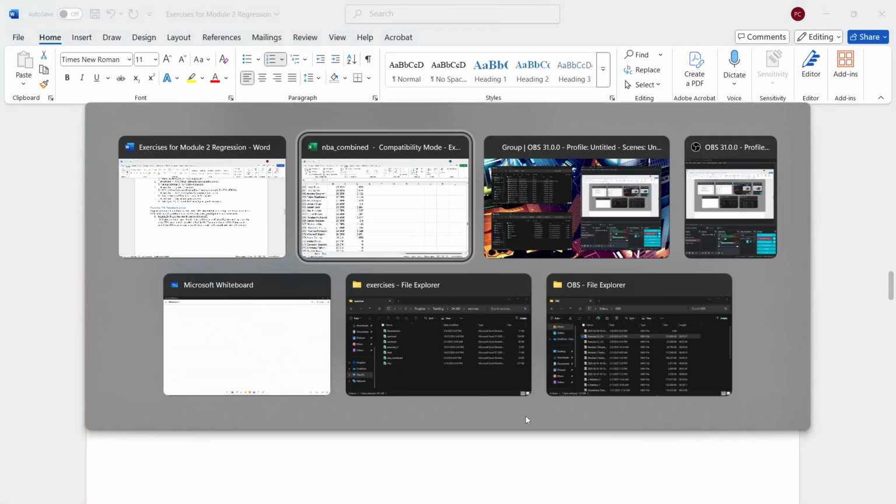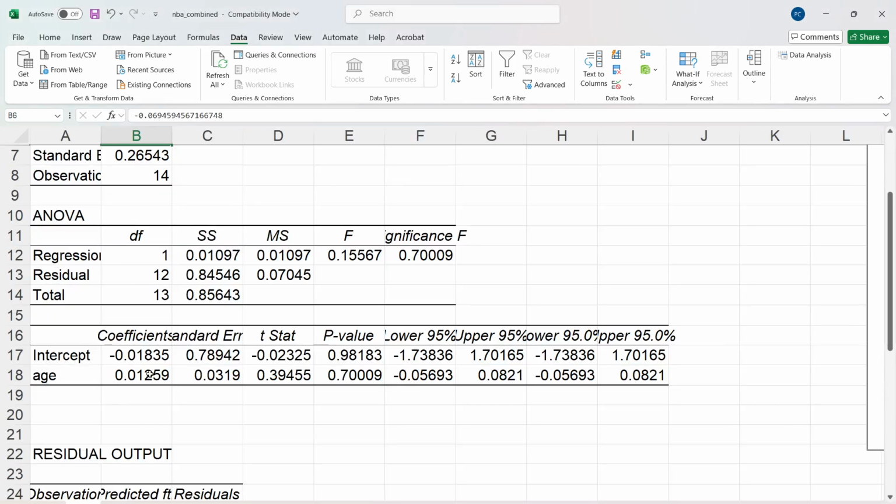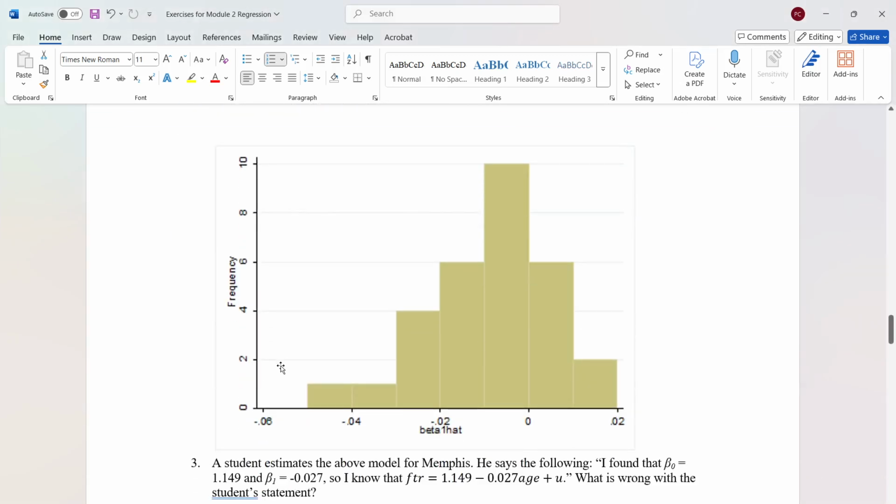I have a sample, just the Utah Jazz here. And what did I get? I got 0.01259. That's my sample statistic. That's my sample slope of a regression. When I go to the histogram down here, I see that, in fact, there's variation across all of these teams. Now, this is what we call the sampling distribution. It's the distribution of that statistic if I could collect the data many different times, or if I looked at many different teams and estimated coefficients.